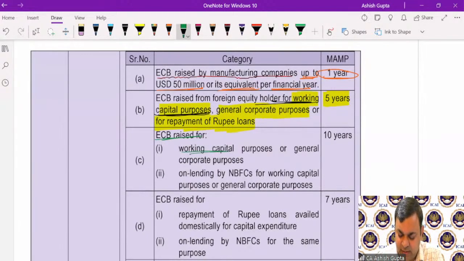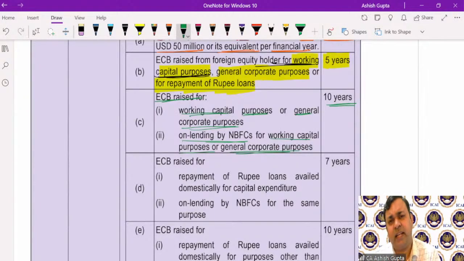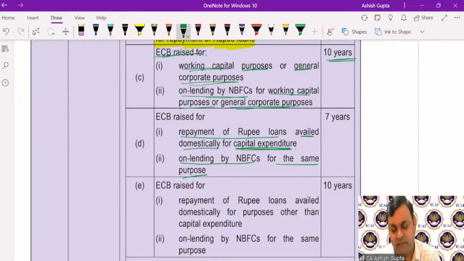ECB raised for working capital purpose or general corporate purpose, 10 years. On lending by NBFC for working capital purpose or general corporate purpose is 10 years. Means NBFCs can raise funds from outside India and they can provide that to Indian persons, right? So that is 10 years. ECB raised for repayment of rupee loan availed domestically for capital expenditure, then it's 7 years. On lending by NBFC for the same purpose, that is also 7 years.